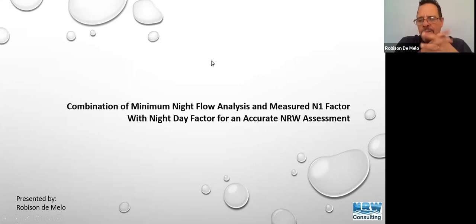Okay, so we're going to be sharing thoughts. We're going to be talking about the minimum night flow analysis with N1 factor, measured N1 factor, to get a 90-day factor for an accurate NRW assessment.